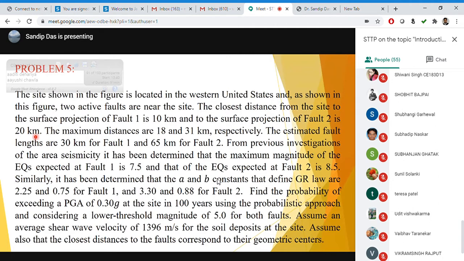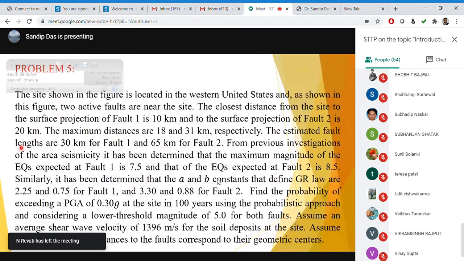So you focus only on the information, not on the values. Basically, they have given you the faults, how far they are, and the geometrical property. You know where your site is, and they have also given the maximum distances, so you know what your R_min and R_max are from the figure, so that you can connect everything accordingly. All the information is given. Now, the estimated fault lengths are this and this, which is also given.